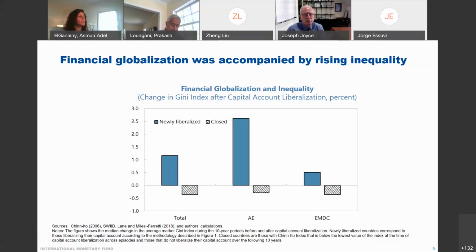The key message here is that the increase in inequality we can see was much more pronounced in advanced economies. And one possible explanation here is that in advanced economies, liberalization affected the relative bargaining power of companies and workers. This is something I'll come back to later. The threat, and especially if credible, of being able to move production abroad reduces labor bargaining power and the share of income that goes to workers.